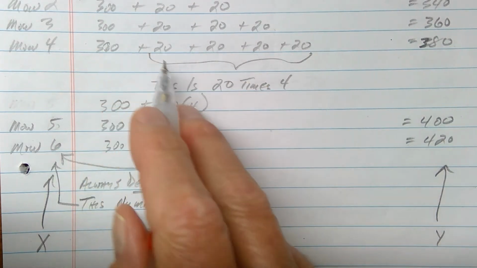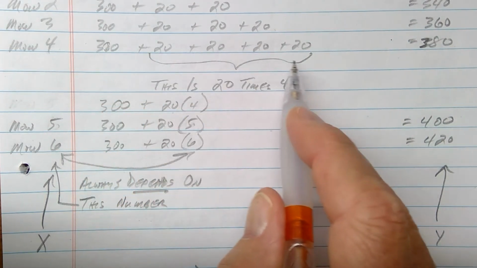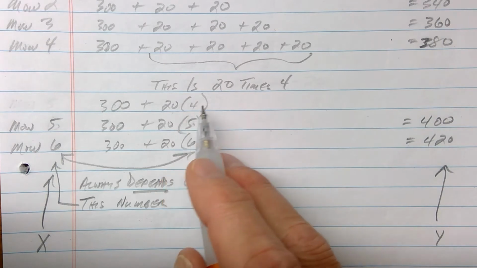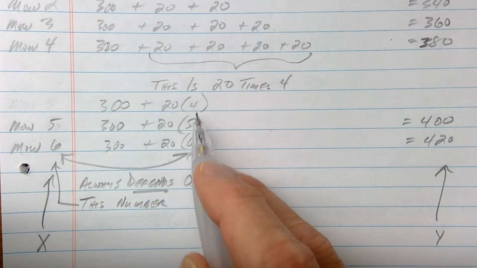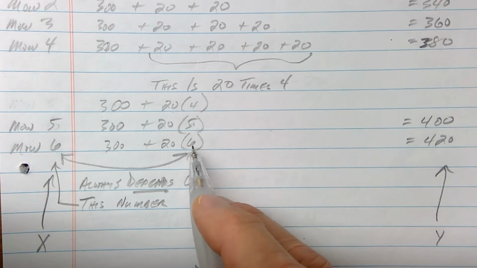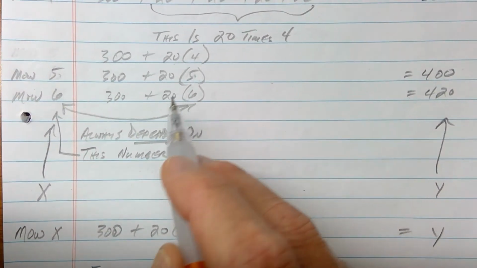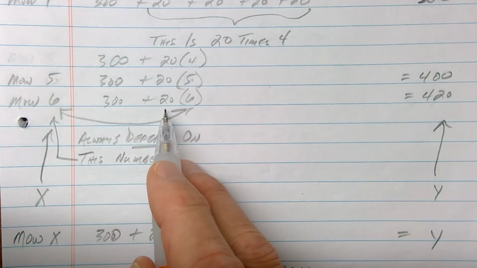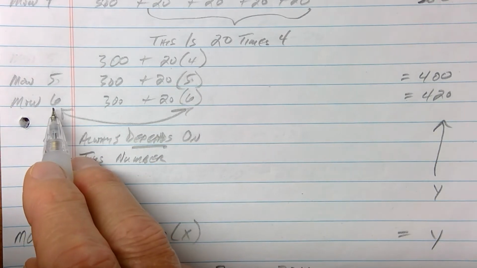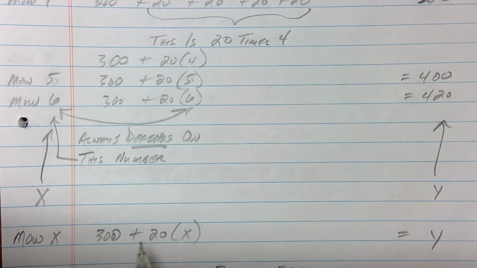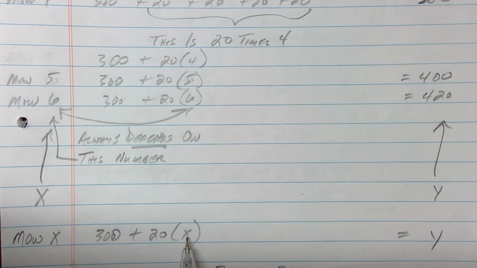So once you create the pattern, and then write it in a shorter method, after you go through that pattern, you'll see what stays the same, and then you'll see what changes, and what changes is going to be your x. So we can write this as 300 plus 20 times whatever x is. X is the number that you're inputting. So 300 plus 20 times whatever x is.